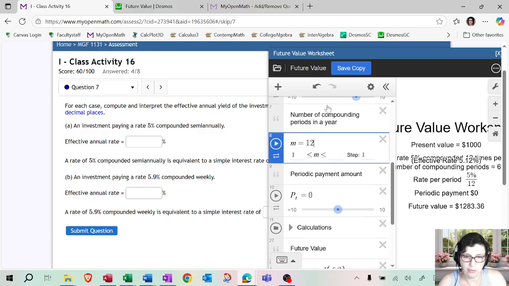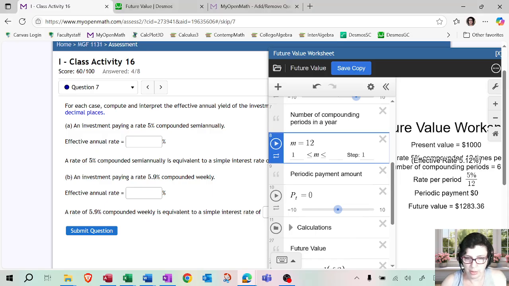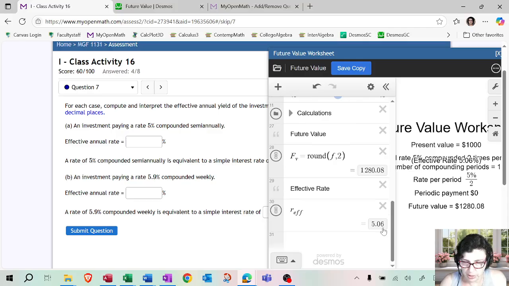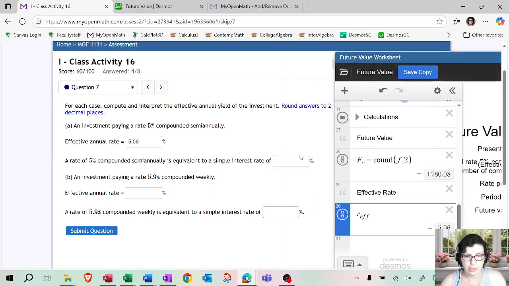You just want to make sure that your number of compounding periods is correct, corresponding to whatever it says here. Well, here it says semi-annually, so that's twice a year. Okay, so then you would change this to 2. And then the effective interest rate, I'm printing it right here. So it's actually 5.06%. So this rate, 5% compounded semi-annually, is equivalent to the simple interest rate of 5.06.